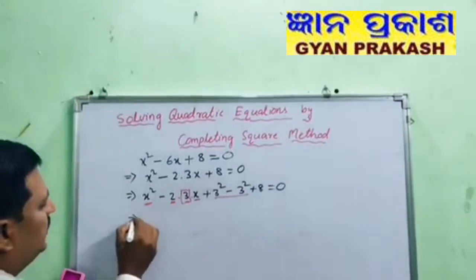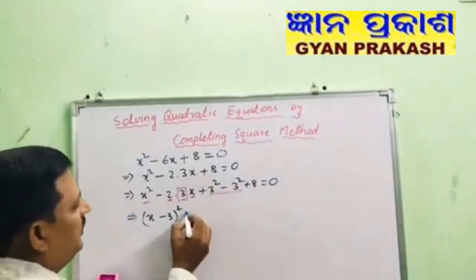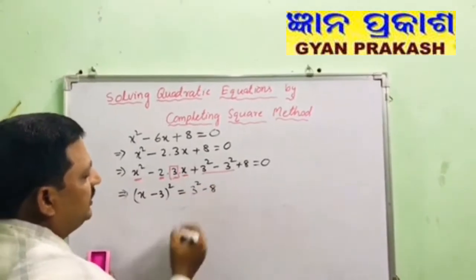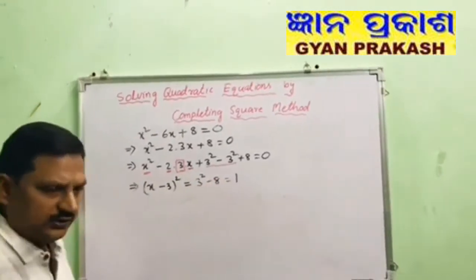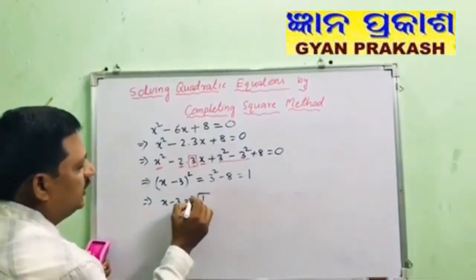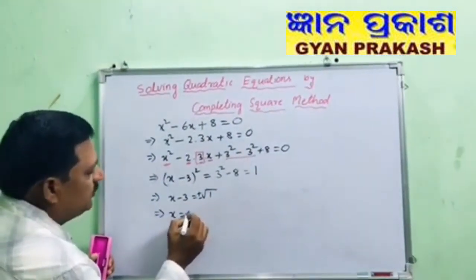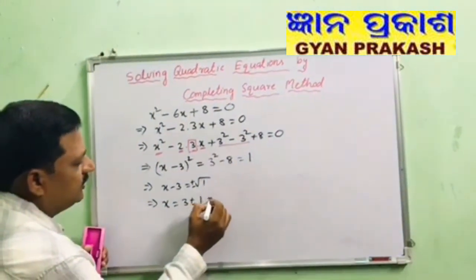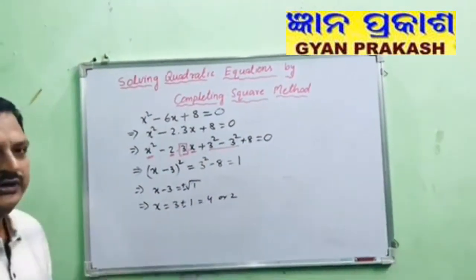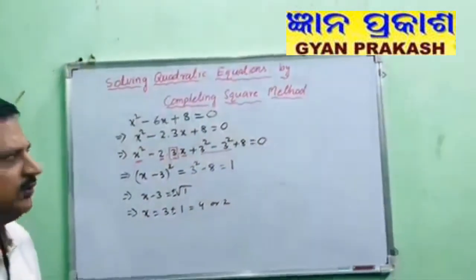Now I have (x minus 3) whole square equal to, this part we can take to the right side. It will give 3 square minus 8, and that is equal to 1. This implies that x minus 3 equal to square root of 1, and for the square root we have to take plus or minus. So it will give x equal to 3 plus or minus 1, that is equal to 4 or 2. 3 plus 1 is 4 and 3 minus 1 is 2. So we have found the value of x, 4 or 2, right?